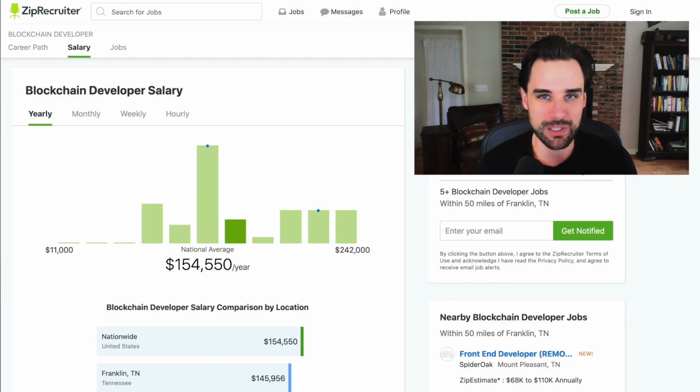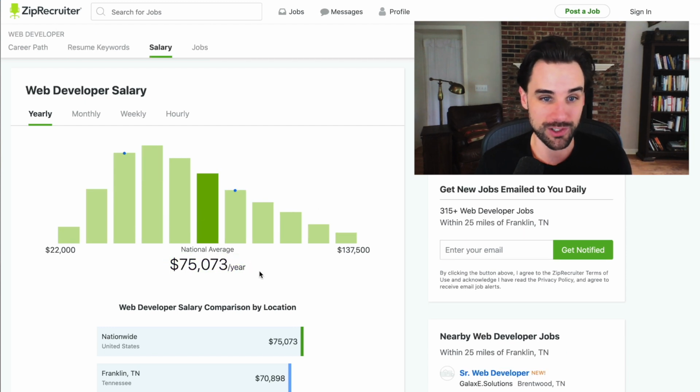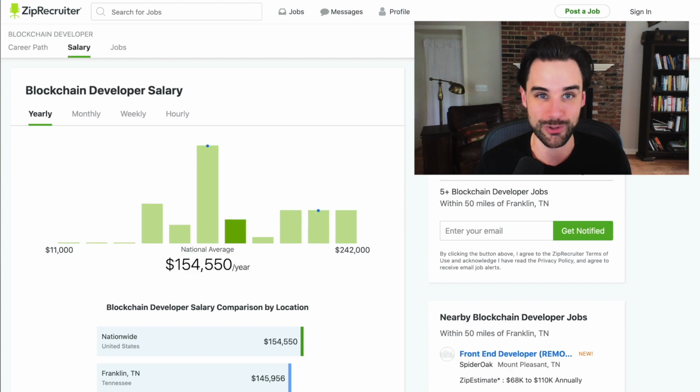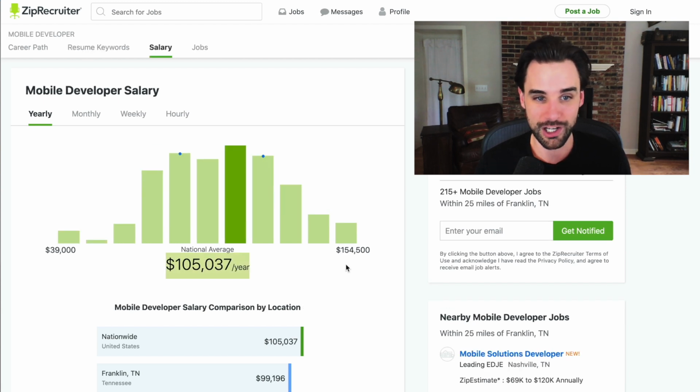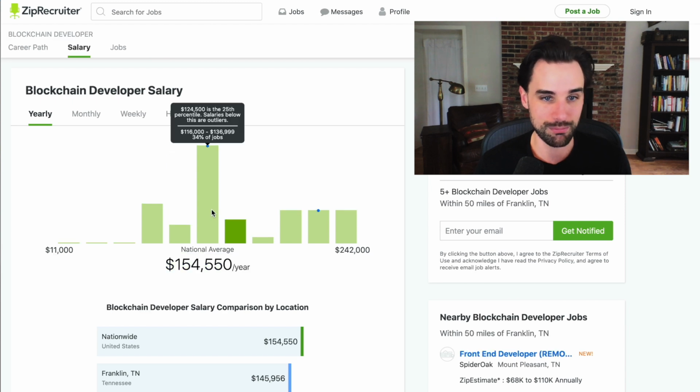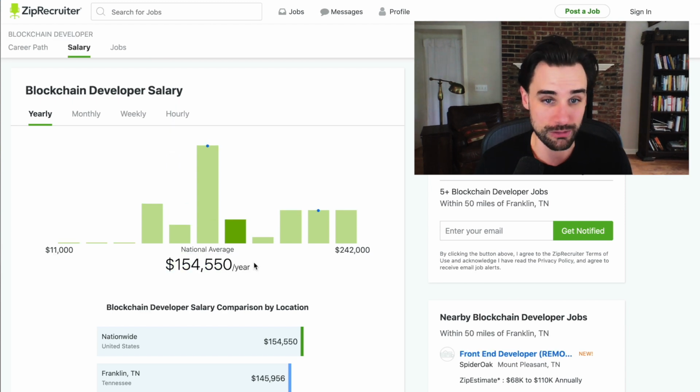And sure, you could become some other kind of developer, but why would you want to? Blockchain has an incredibly high average salary. Right now, it's $154,000 per year. Compare that to a web developer, it's only $75,000 per year. Blockchain's twice as lucrative. Let's look at mobile developer, $105,000 per year. Blockchain's still $50,000 higher per year.